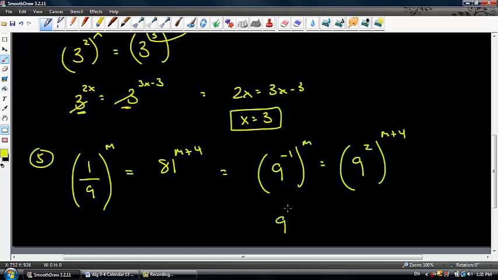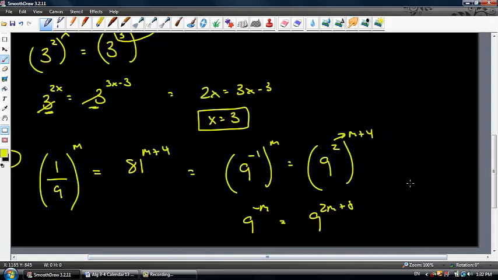So I get 9 to the negative m equals 9 to the, remember to distribute, that's 2m plus 8. So what I get here, if I move this guy over a little bit, is negative m equals 2m plus 8. I'm going to subtract 2m from both sides. I get negative 3m equals 8, so m equals negative 8 over 3.